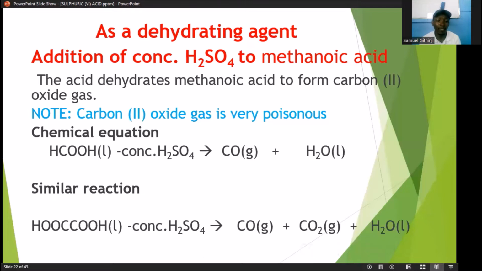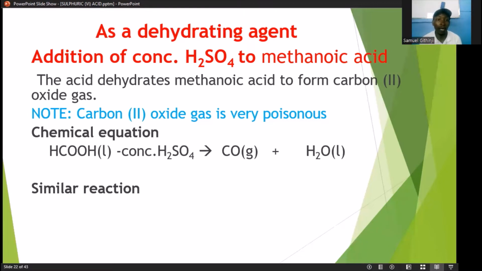Some similar reactions is when you're having oxalic acid, or what we call ethanedioic acid. It can also be converted to carbon 4 oxide, carbon 2 oxide, and water by dehydration. If you want to remove carbon 4 oxide, you can pass that mixture through maybe lime water, and of course the gas carbon 4 oxide will be removed. Remember what we've said, the gas CO is very poisonous. You don't try it. And these are good methods for preparing carbon 2 oxide.